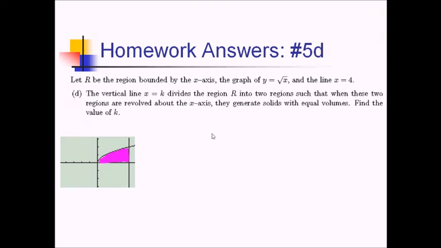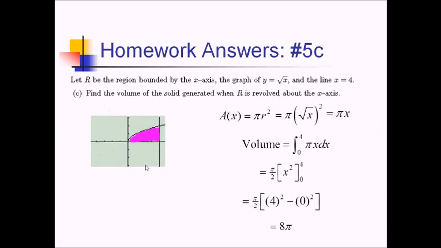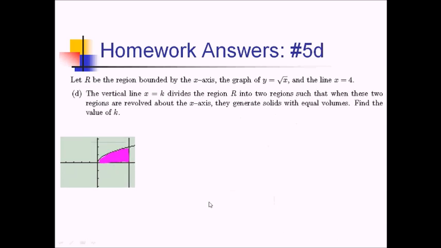For this last part, they're telling us we have a vertical line x equals k that divides r into two regions, such that when we revolve them around the x-axis, we get two solids of equal volume. Find the value of k. So this one works a lot like part B, where you had to find an h that gave you half the area. Looking back on the last part, the volume of all of this revolved around the x-axis was 8 pi. So I need to find a k value that when I take the integral from 0 to k, I get a volume of half of that, a volume of 4 pi.